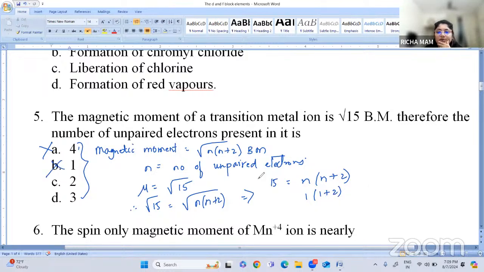Then if I take n equal to 2, 2 into 2 plus 2, so it is 4, 4 2s are 8. So this is also wrong. Let us take the last one, 3. So 3 into 3 plus 2. 3 plus 2 is 5, 5 3s are 15. So which is the answer? D. Got it now? Yes, Janvi and Lubna have answered D.